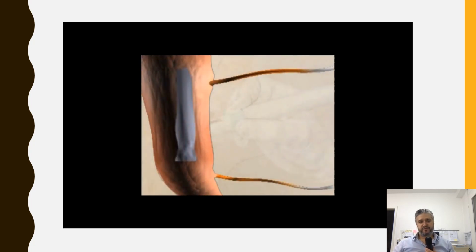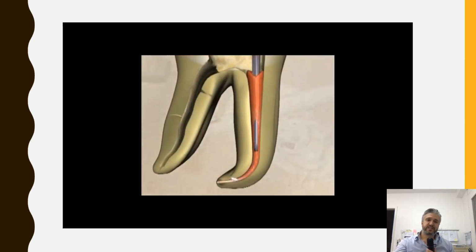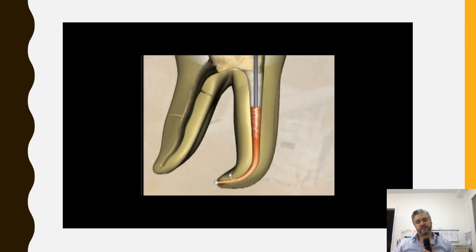The modification of the shoulder technique is that we insert the cone, we go with the heated device deeper till 5 millimeter from the working length, from the apex, and then we compact the gutta percha and we fill the space with squeezed gutta percha. And after that, we have the continuous wave.